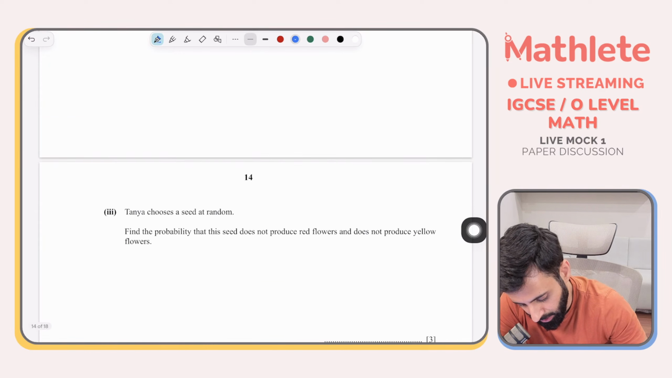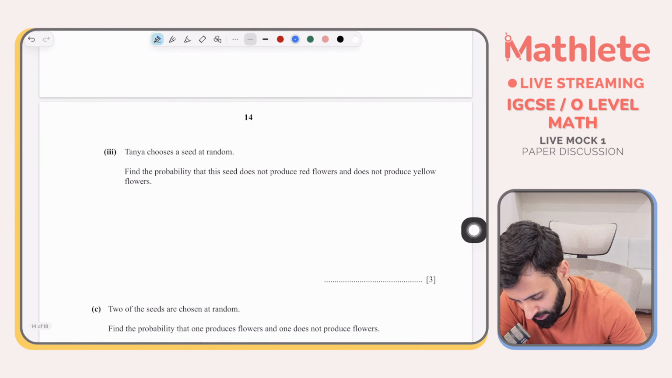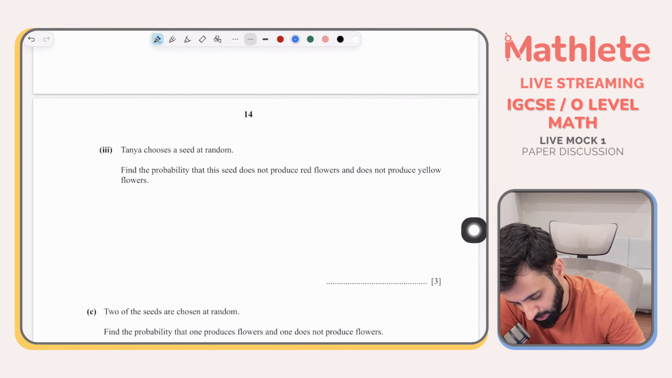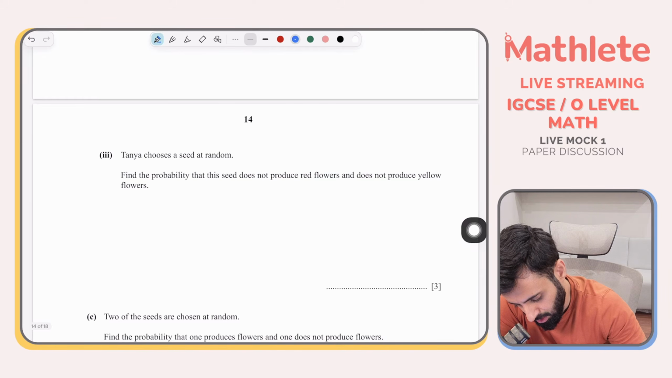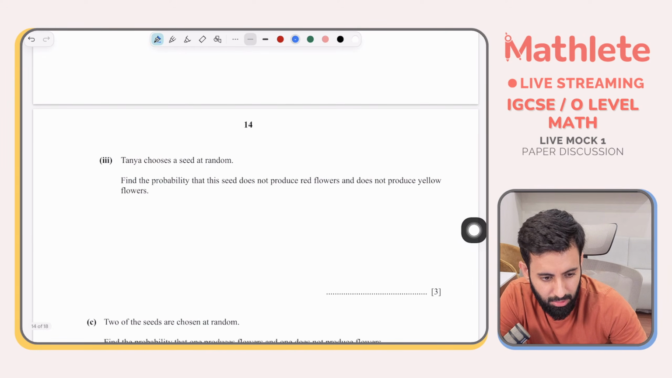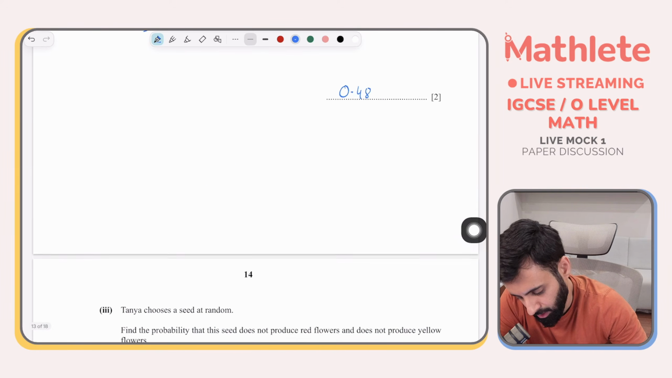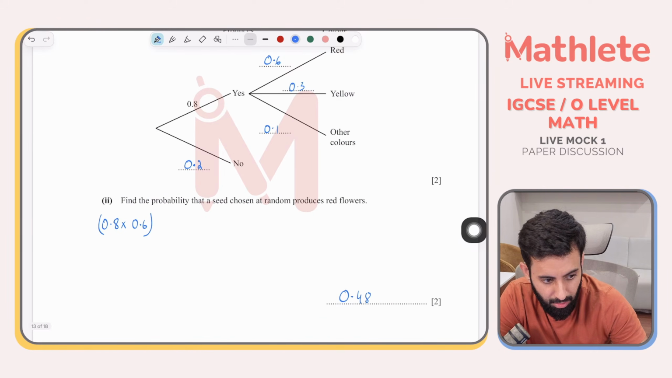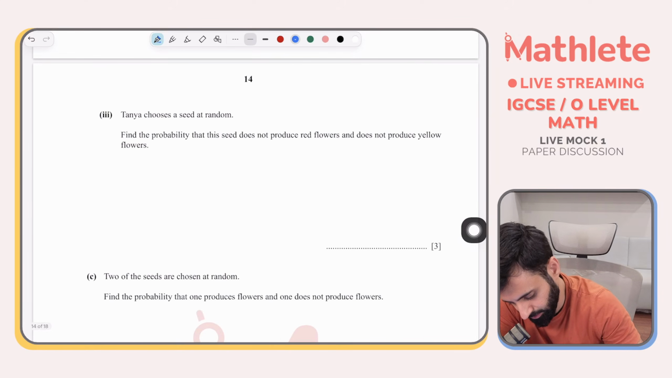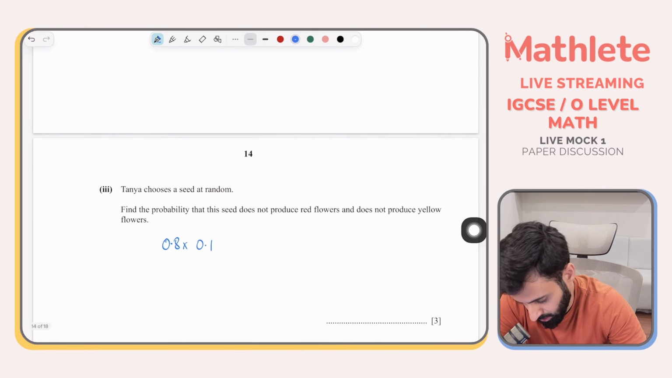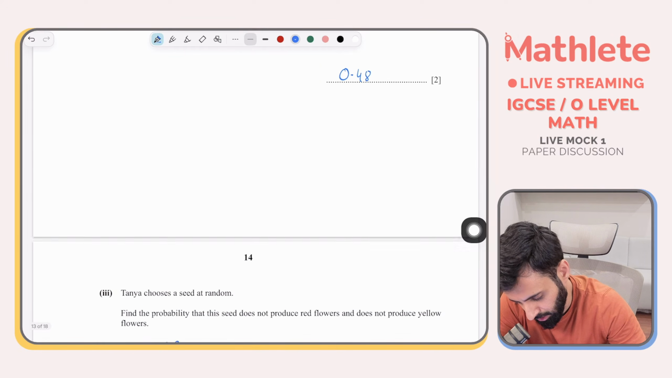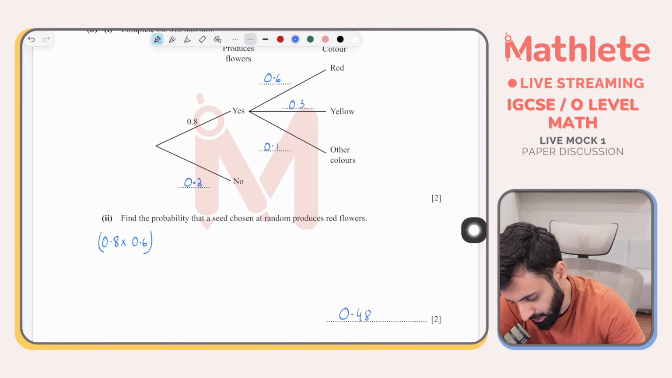Okay, now. Tanya chooses a seed. Find the probability that this seed does not produce red flowers and does not produce yellow flowers. So if it's not producing red or yellow, then which flower is it producing? That means it's producing 0.8 into 0.1. Okay. It says does not produce red flowers and does not produce yellow flowers. So does not produce red, does not produce yellow.